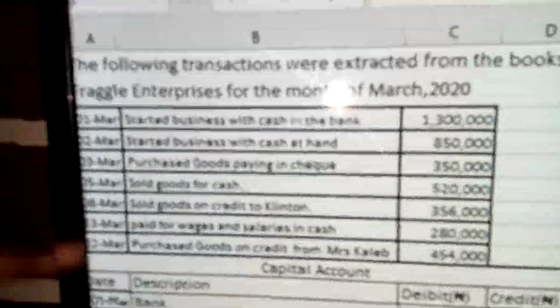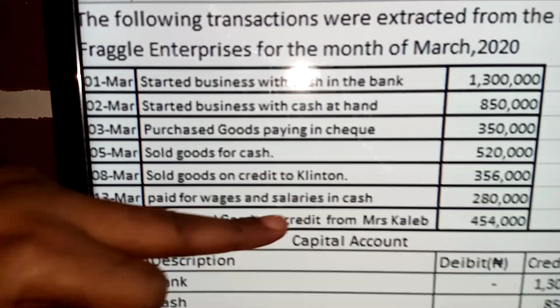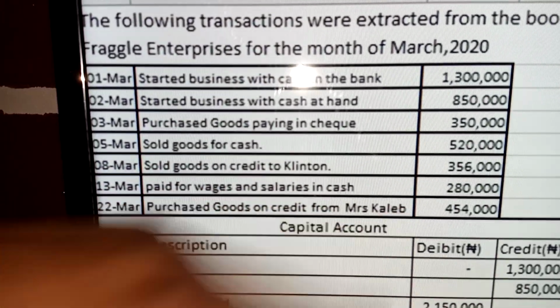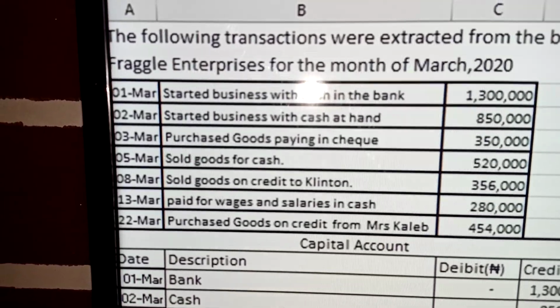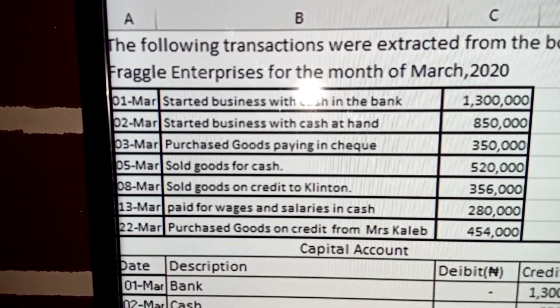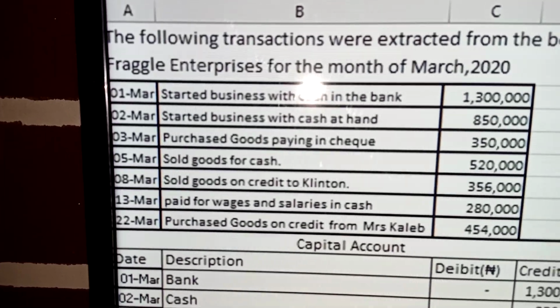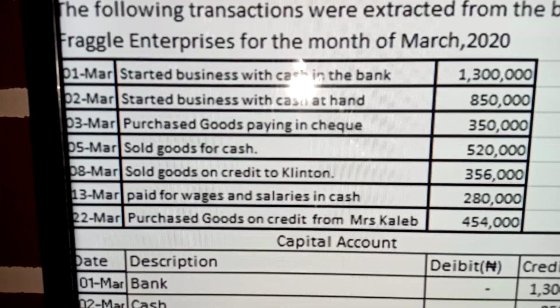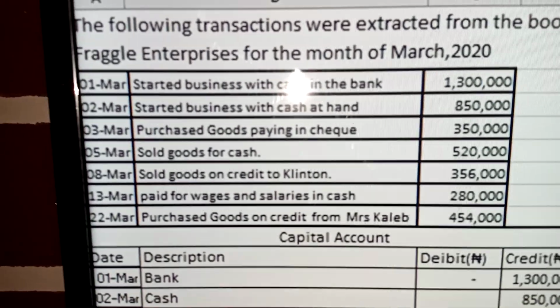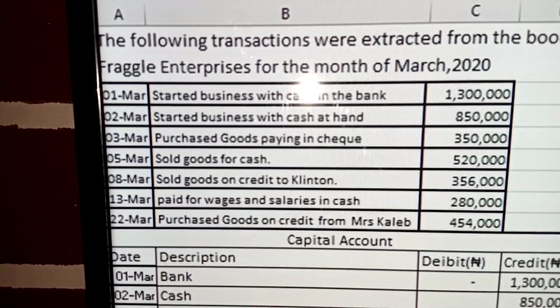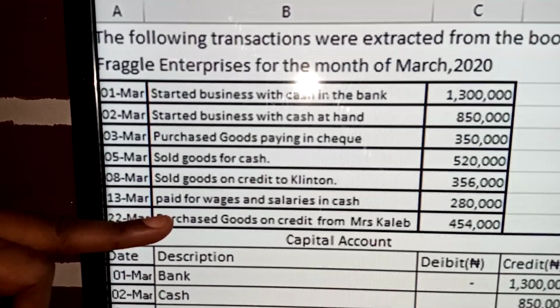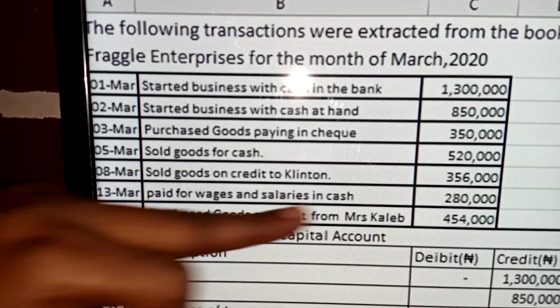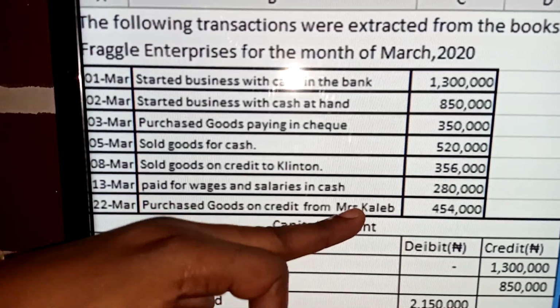So the next one here, 22nd of March, purchased goods on credit from Mrs. Caleb. Now we are buying on credit. So it means we are owing that person. So that person now is what? A creditor. So that's a liability. Remember. So a liability can either increase or decrease. When it increases, you credit. When it decreases, you debit. We have purchases as an expense. When it increases, you debit. When it decreases, you what? Credit. So we have two accounts here. Purchases and what? Mrs. Caleb. Mrs. Caleb here is a creditor. So let's open the account. We have purchases here.